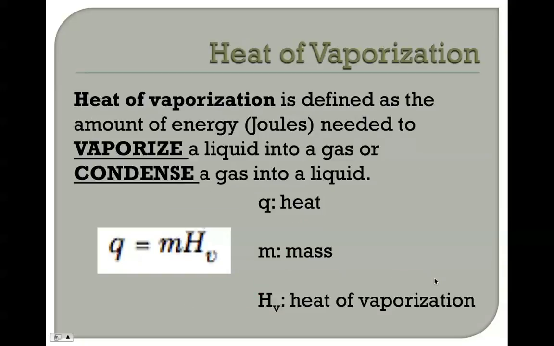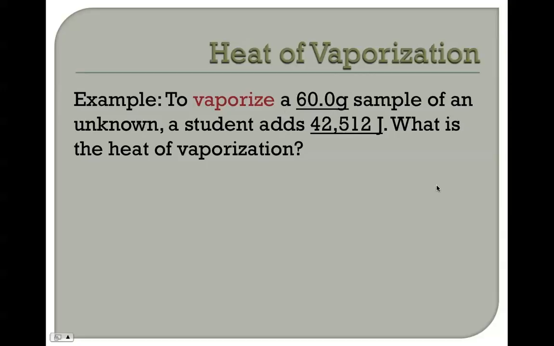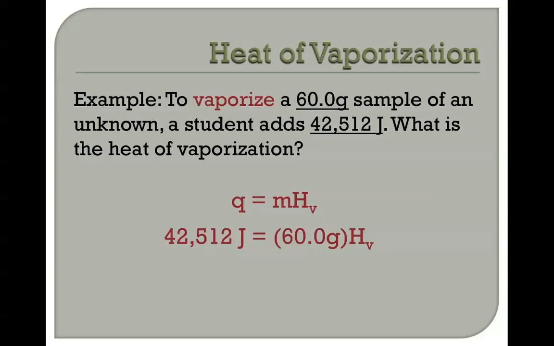Alright, heat of vaporization is going to be used either when we go from a liquid to a gas, so I vaporize, or a gas to a liquid, which is going to be condensing. And again, the big change here is our heat of vaporization, Hv. So here we're going to vaporize a 60 gram sample of an unknown. The student has to add 42,512 joules. So what is the heat of vaporization value that could eventually lead us to identify the unknown? So I'm going to be solving for Hv here. I've inputted the two values in this case. I'm going to divide each side by 60 and get that my heat of vaporization is 709 joules per gram.